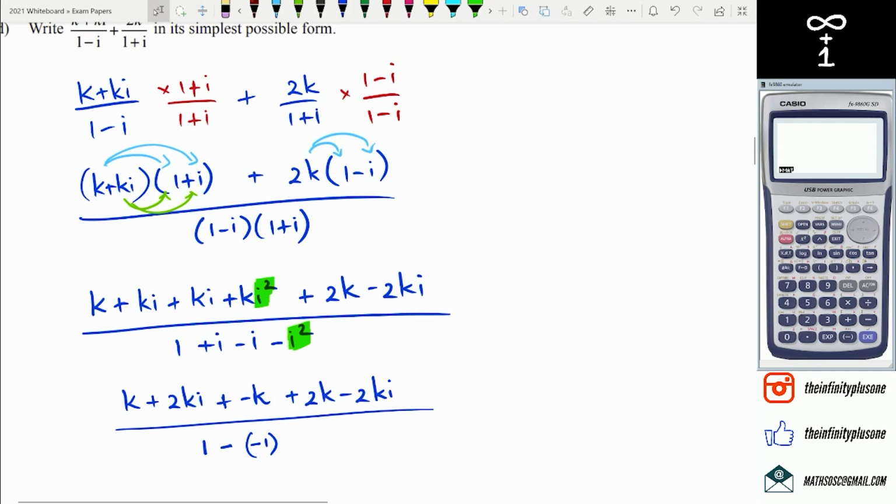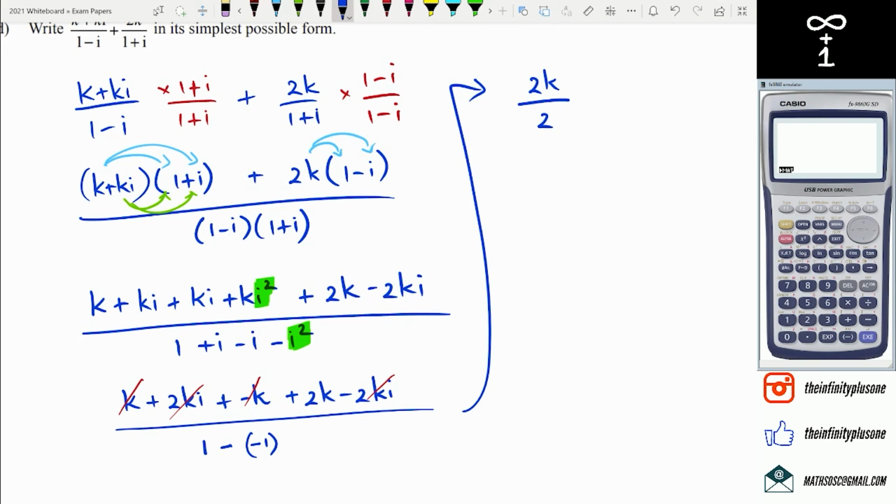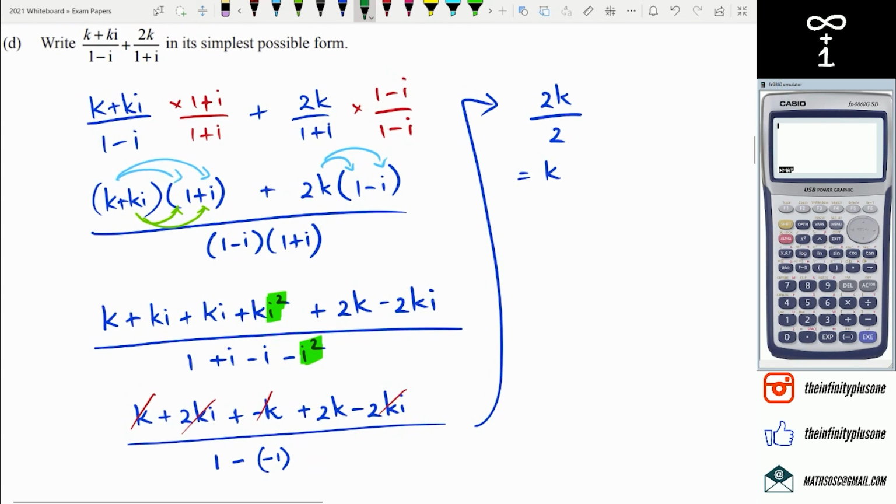Okay, so simplifying this now, let's just see what we need to get rid of. We've got k and negative k disappears, 2ki and negative 2ki disappears, and we are left with just 2k in the numerator, and in the denominator we're left with 2, which means our final answer ends up being just the k there. So grades wise, correct solution gets you a merit.